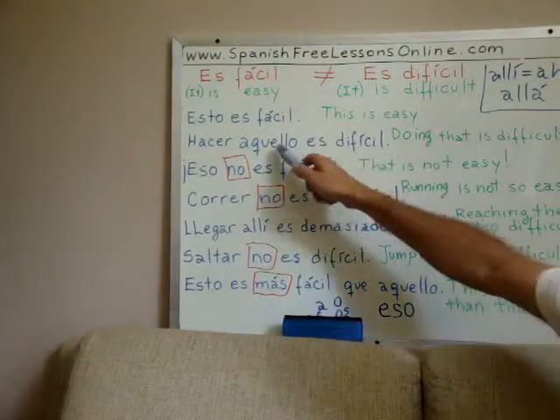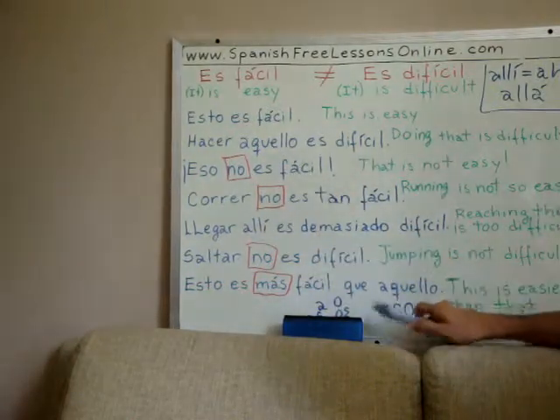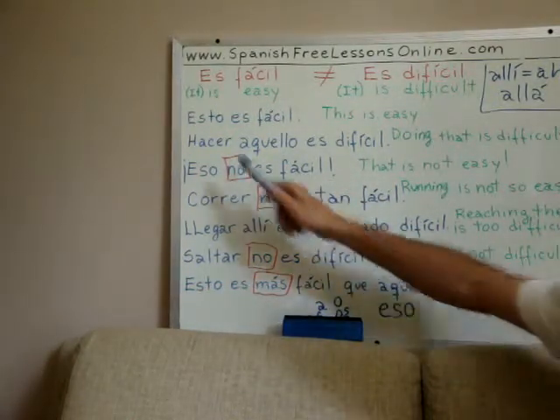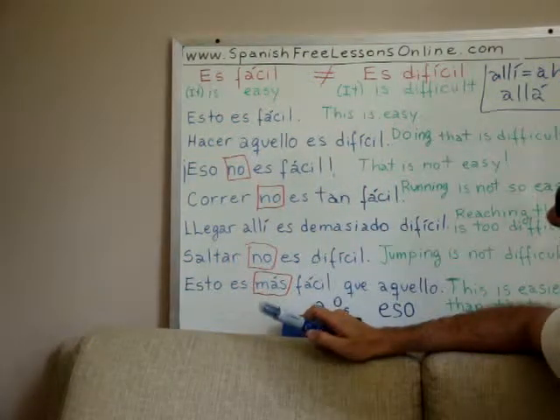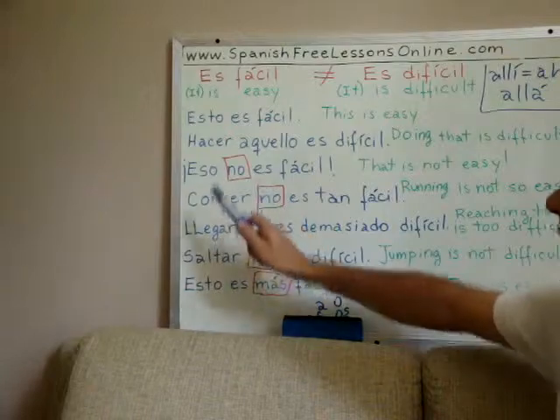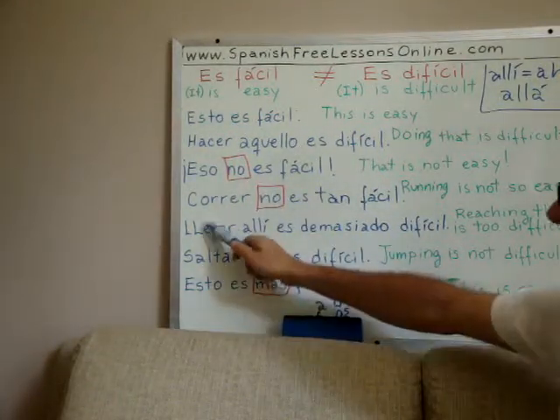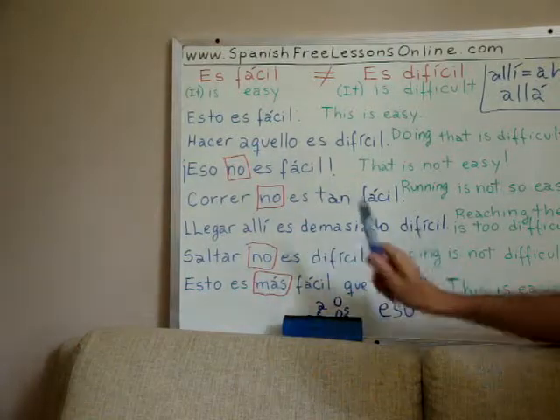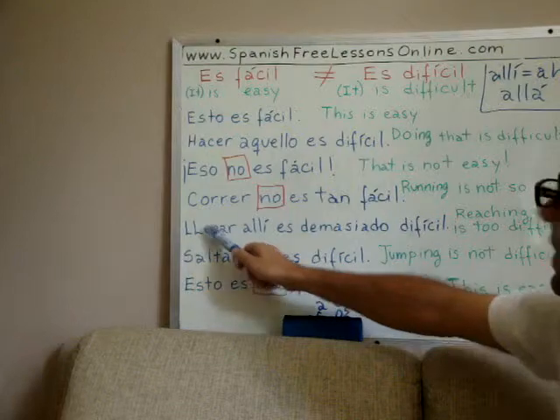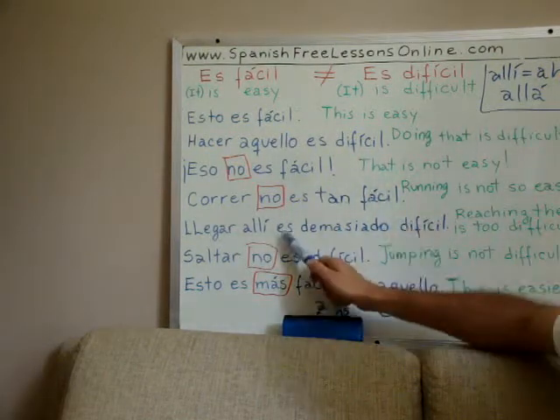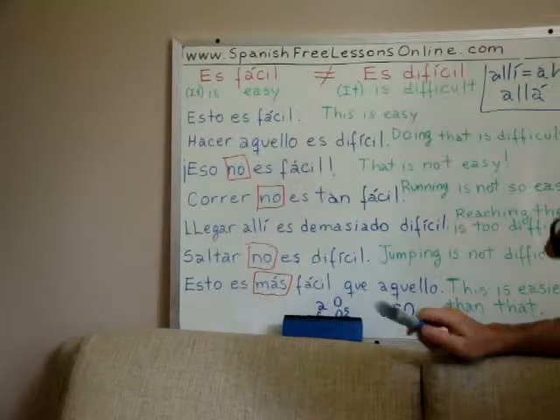Aquello can be replaced with eso, right? Because it's the same thing. Hacer eso es difícil. Eso no es fácil, or aquello no es fácil. Llegar allí es demasiado difícil, or llegar ahí es demasiado difícil, or llegar allá es demasiado difícil. All that means the same thing, right?